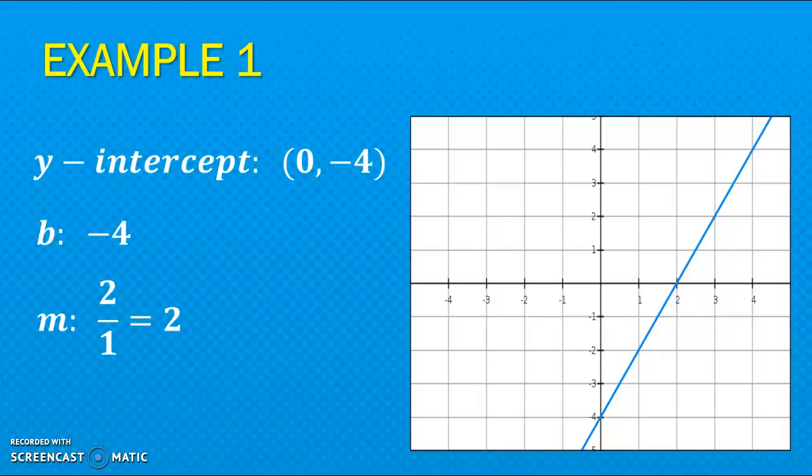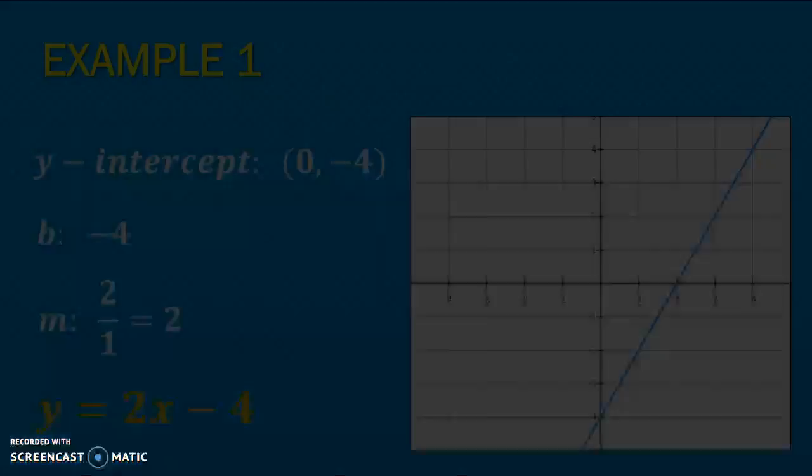Now we have the information we need to plug into y equals mx plus b. m is the slope, b is the y-intercept, so it will look like this: y equals 2x minus 4. Simple as that. Let's take a look at another example.